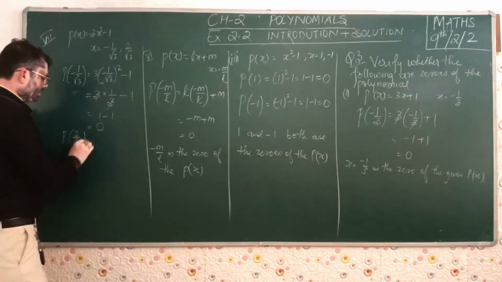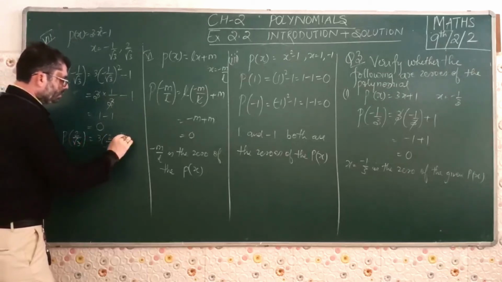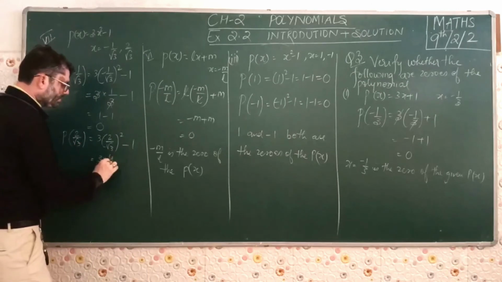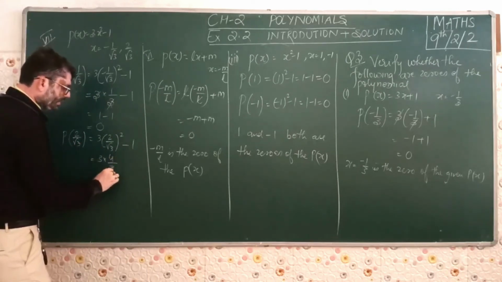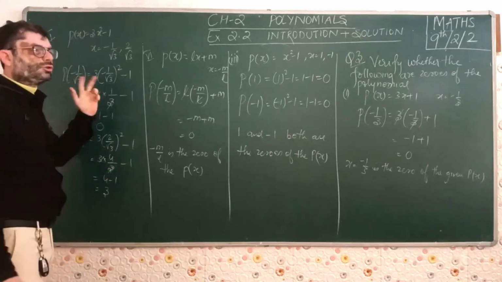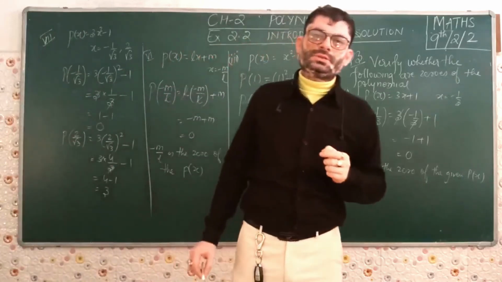So P of 2 by root 3 is 3 into (2 by root 3) whole square minus 1. So this is 3 into 2 square is 4, root 3 square is 3, which is cancelled, and 4 minus 1, this is 3.